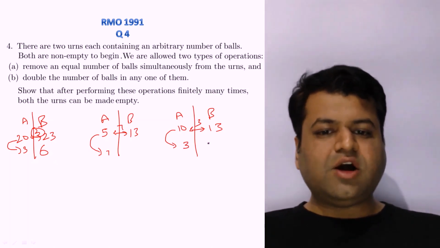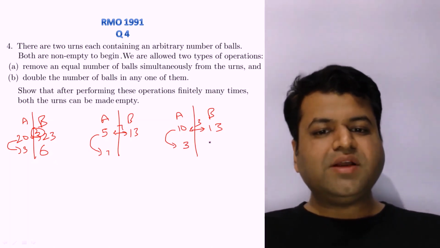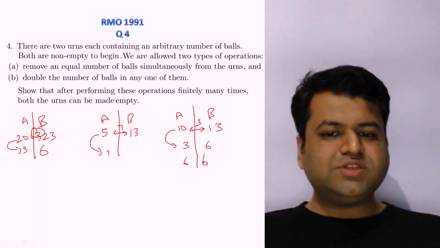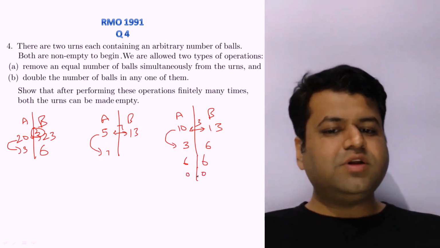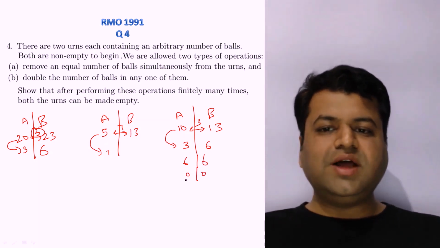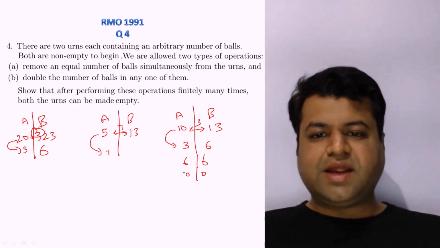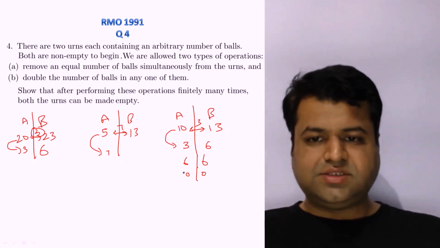Here 3 will remain, and how many balls will be there in box B? Here it will be 6 balls, right? Now you can simply double this number, and the number of balls are the same. You can remove an equal number of balls, that is, we are left with both the empty boxes, right? So this is one approach, although we will write it mathematically in some time, right?